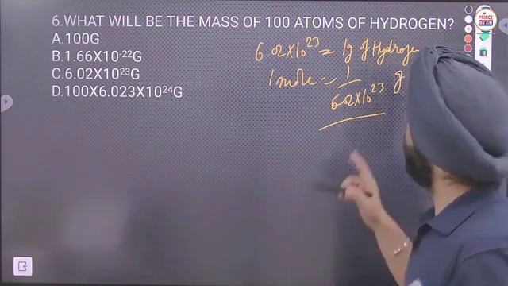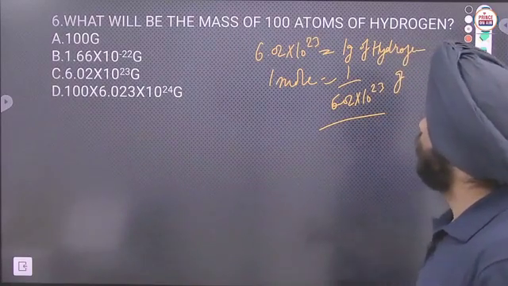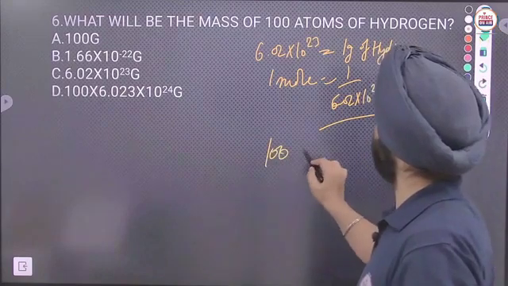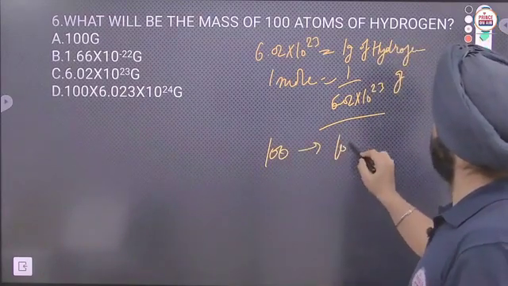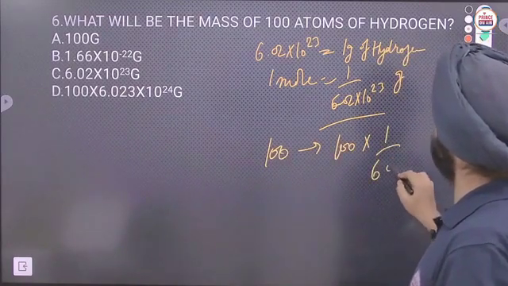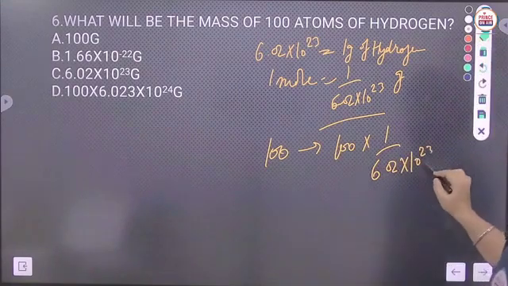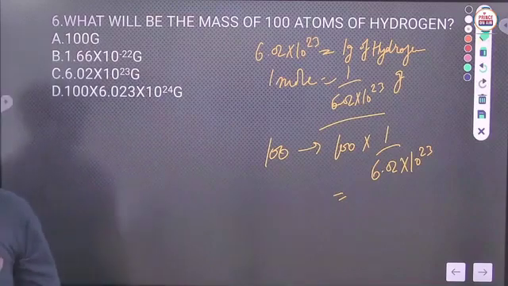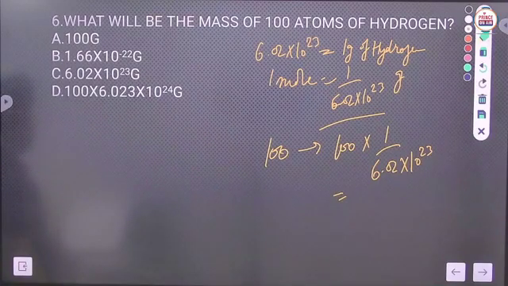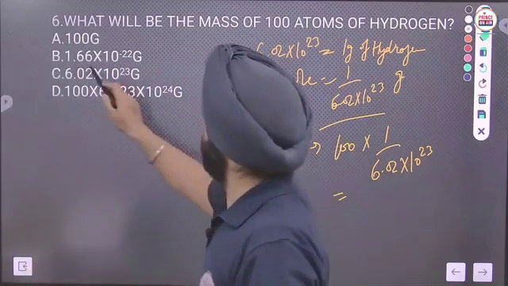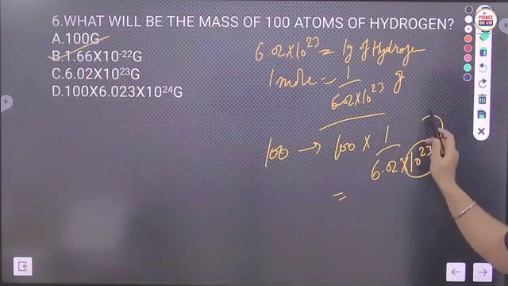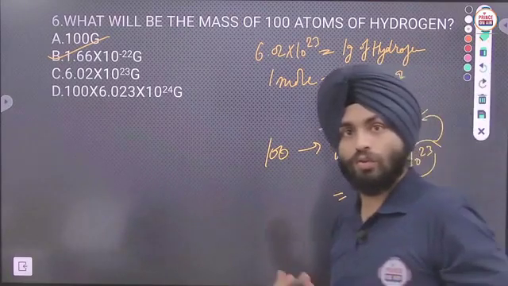For 100 atoms it will come out to be 100 into 1 upon 6.02 into 10 raised power 23. Just solve this value. By solving this value, we will get the answer, that is option D, because that is the only value in which the power is getting negative here. So through that we can judge it.